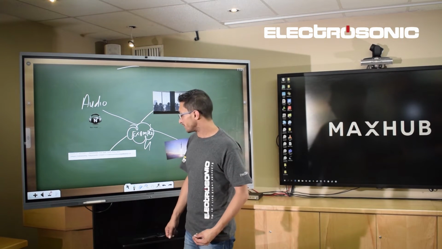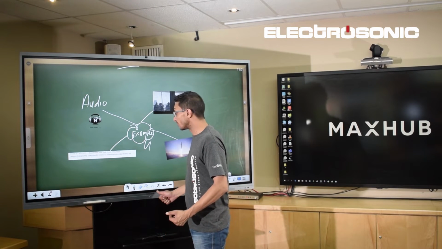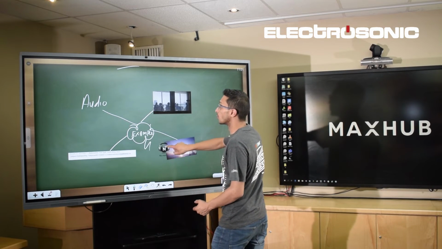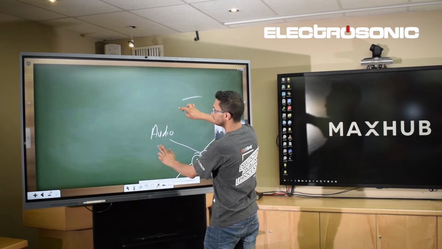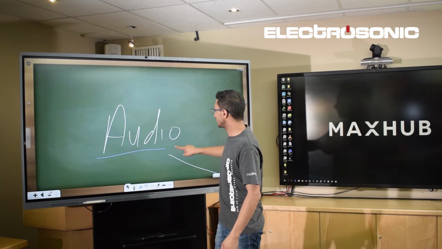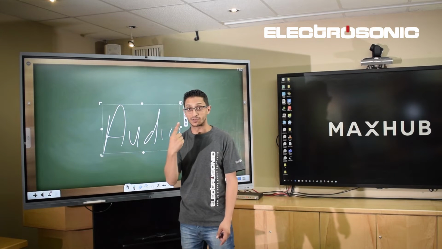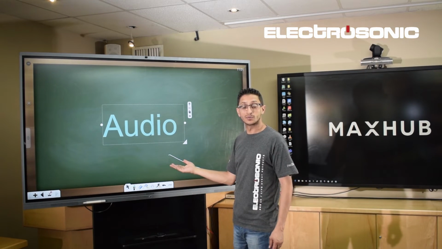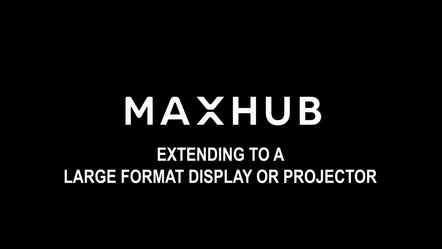The MAXHUB has some really cool features embedded into it. For example, please focus on the audio, the word audio. I'm able to select the text that I've written out with my finger, and I can simply convert it into text with a simple touch of a button.